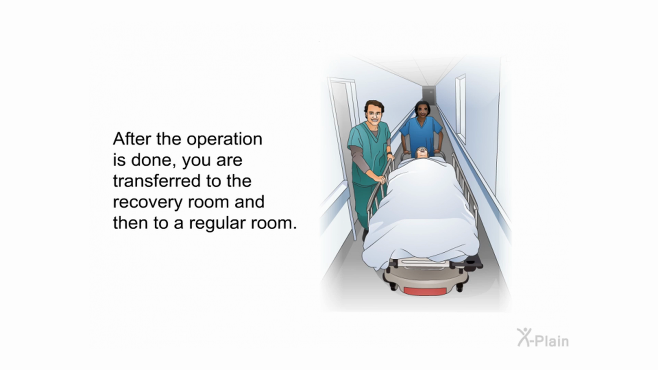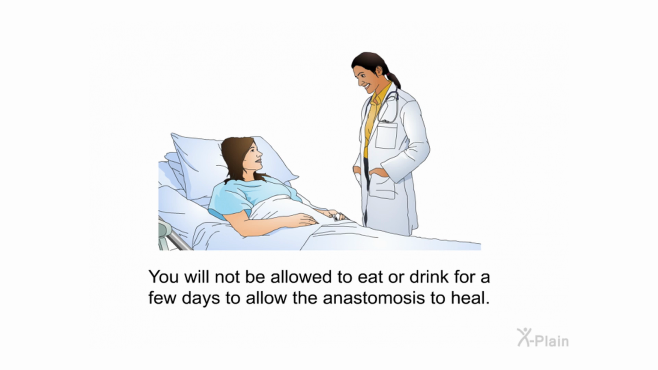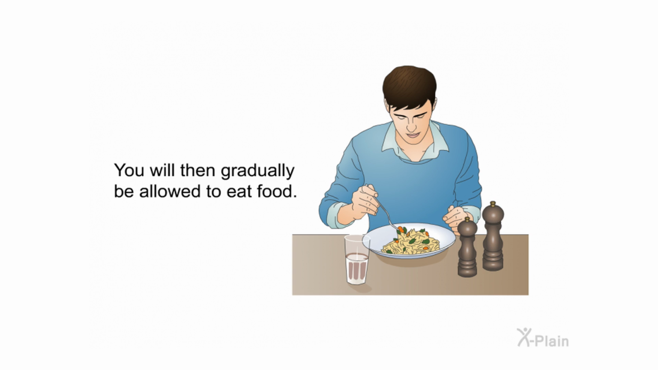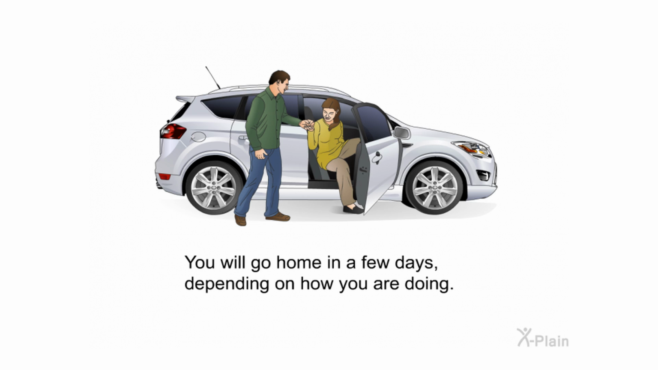After the surgery. After the operation is done, you are transferred to the recovery room and then to a regular room. You will not be allowed to eat or drink for a few days to allow the anastomosis to heal. A tube may be placed in the stomach through the nose for a few days. It sucks out the air and the juices of the stomach. This is to prevent you from getting bloated and nauseated while giving the anastomosis time to heal. You will then gradually be allowed to eat food. You will go home in a few days depending on how you are doing.